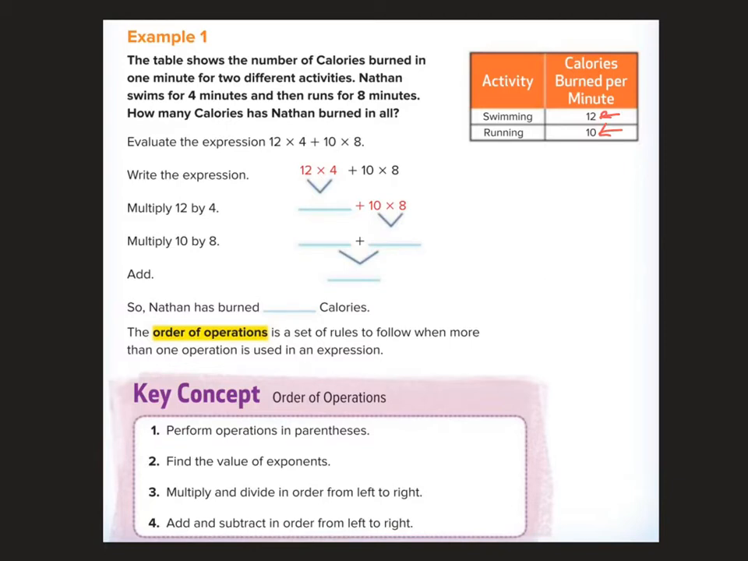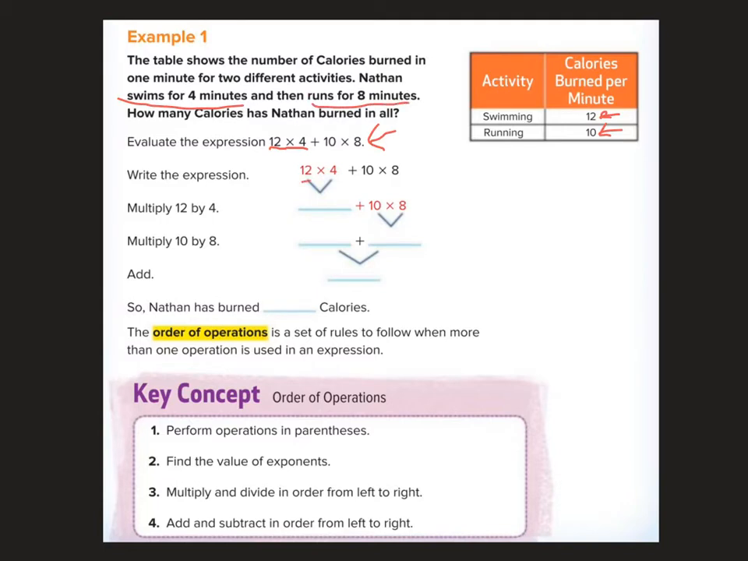Now this question in and of itself is not so tricky, but we want you to write it in expression form. So I would need to multiply 12, which is calories I burn for swimming in 1 minute, by 4, since it says swims for 4 minutes. Then runs for 8 minutes, so I need to multiply 10 times 8.